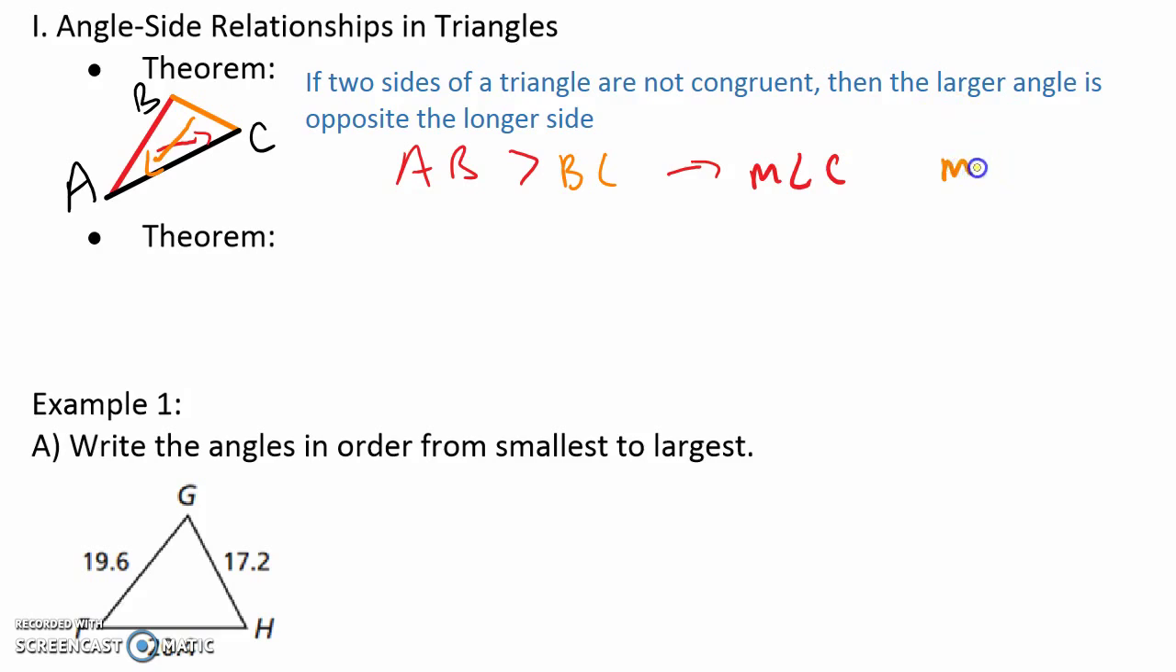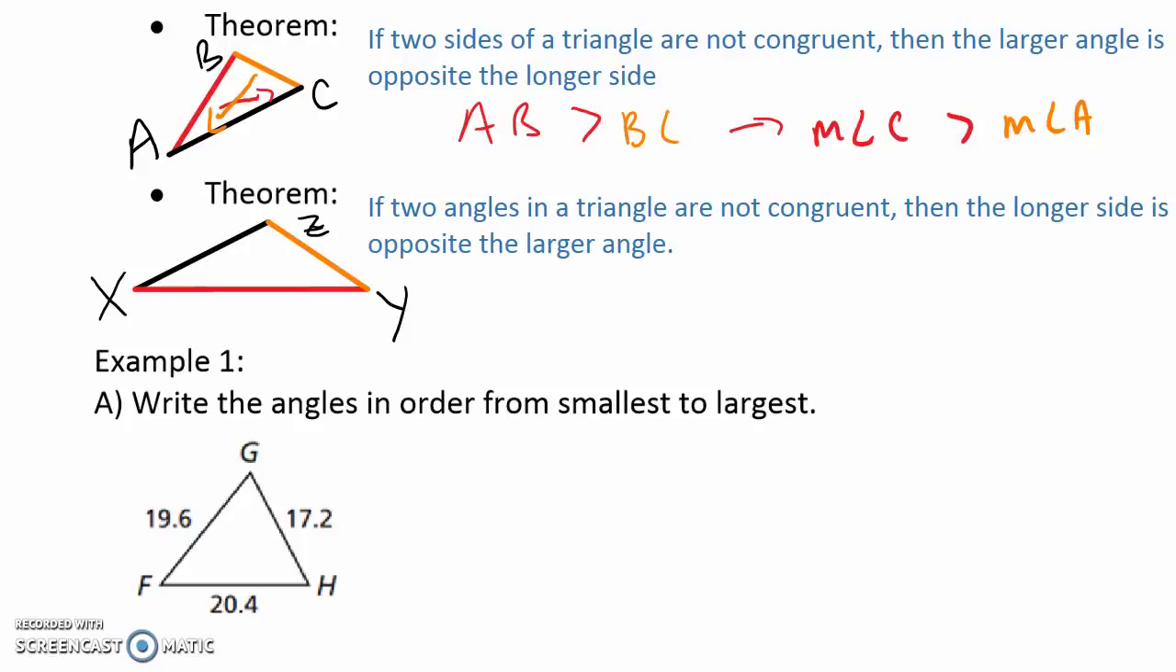Now, remember, the theorem says that the larger angle is opposite the longer side, so go longer and larger. AB is the longer side, so angle C must be the larger angle. So that's the first theorem. The second theorem is the converse of the first theorem. So now we're going to say, what if I'm given information about angles? How does that help me with the sides?